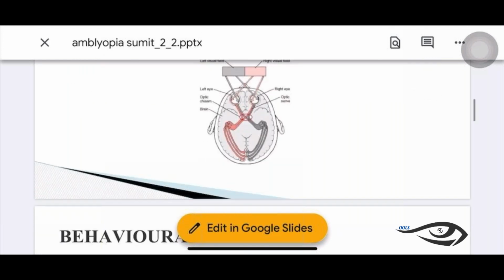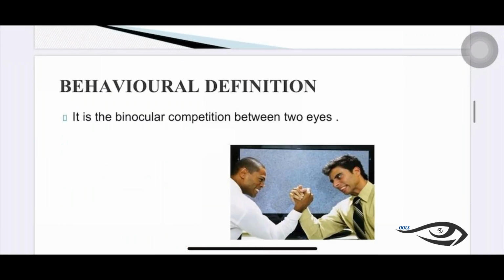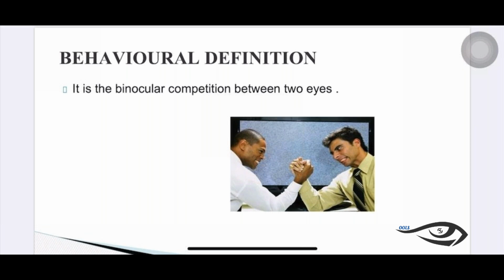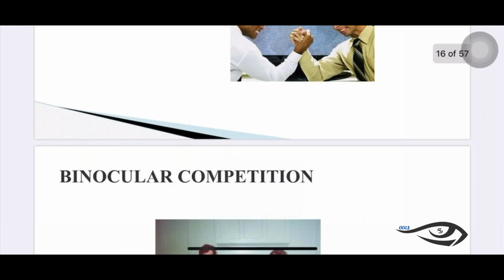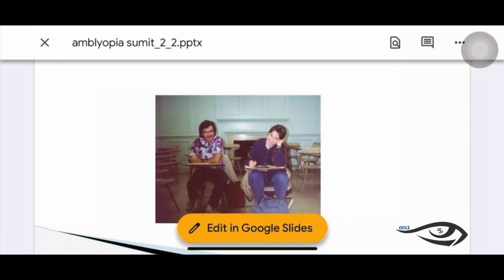I'll come to that point later, but before that I'll discuss what is actually happening in the eye. The behavioral definition is saying it is just the binocular competition between two eyes. So how is that binocular competition happening? I'm going to tell you one story. Suppose we talk about a teacher and two students. There are two students in a class and one teacher. The teacher is teaching the same lesson to both students, and one is understanding very well, while the other is not.